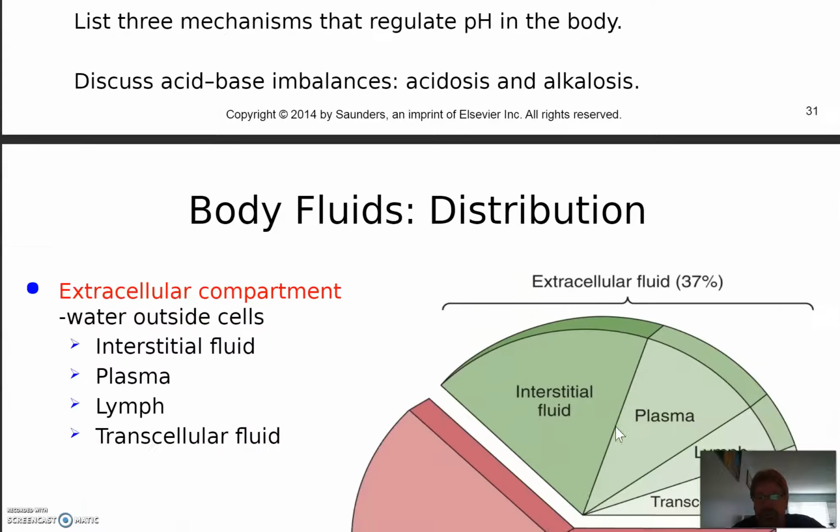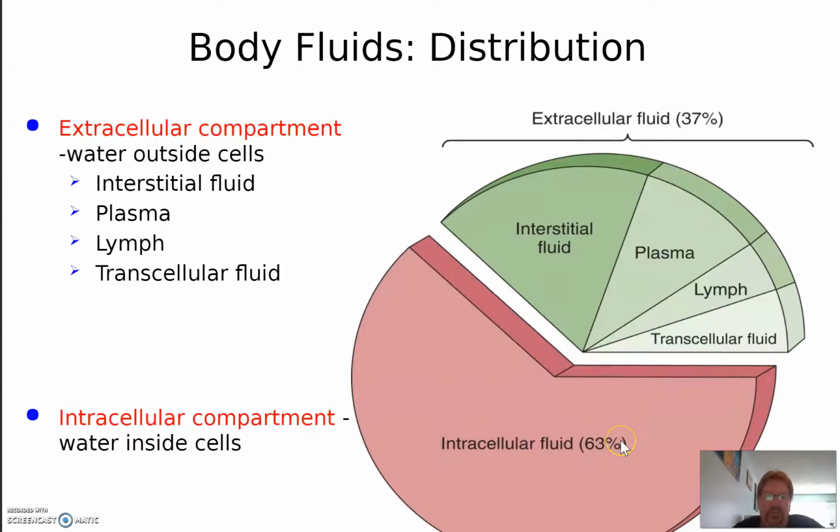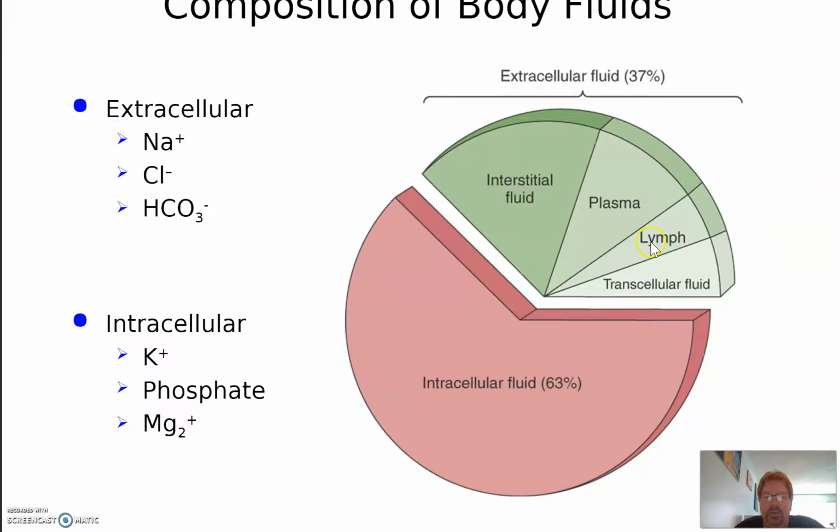Okay, now this one's going to be a little more complicated, I'm afraid. Body fluid distribution. If you notice, guys, most fluids in the body are inside the cell, 63%. The extracellular fluids are about 37%. Interstitial means just out through the tissues. Blood plasma, lymph, transcellular fluid. Okay, we already said that.